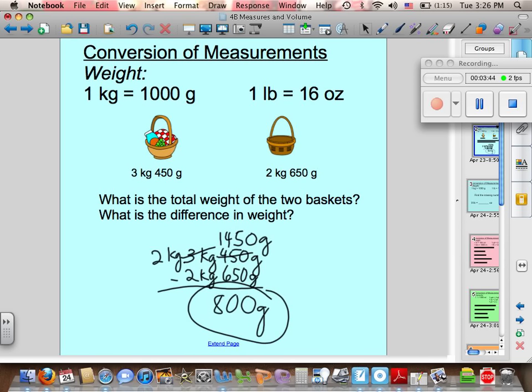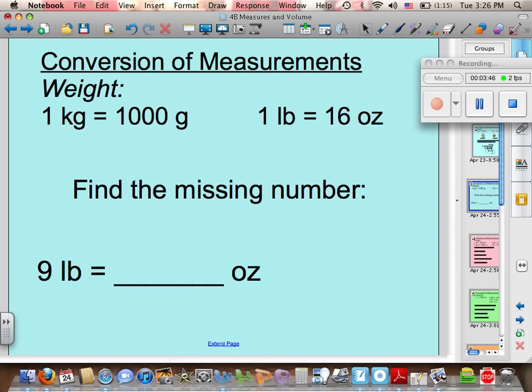Next, we're going to talk about converting weight, and this time we're talking about pounds and ounces. So as we reviewed, 1 pound equals 16 ounces. So if we have 9 pounds, in order to find the ounces, we can multiply 16 times 9. We know that 9 times 6 is 54. 9 times 1 is 9, plus 5 is 14. So 9 pounds equals 144 ounces.